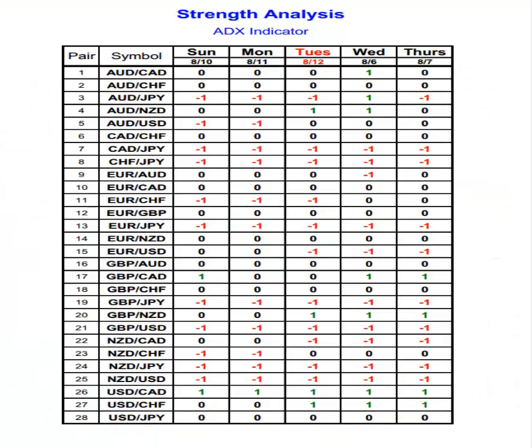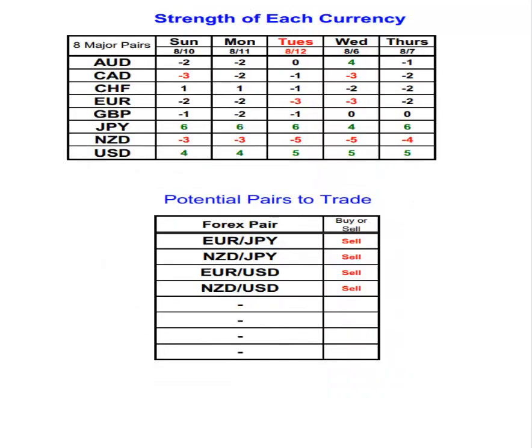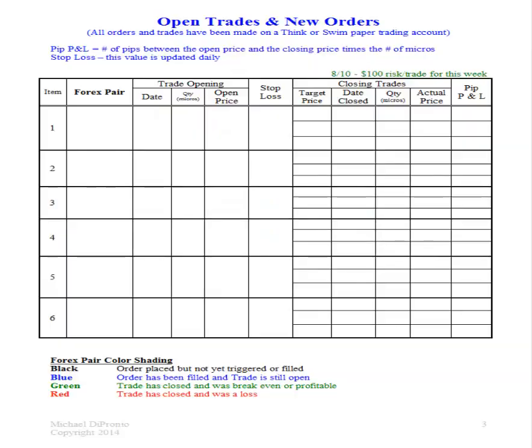Here's the ADX analysis chart for Tuesday, August 12th. Please compare this with the results of your analysis. From the ADX analysis on our strength calculator, we have the following currency strengths. There are two strong currencies and two weak currencies. The qualified pairs are Euro Yen, the New Zealand Dollar Yen, the Euro US Dollar, and the New Zealand US Dollar.